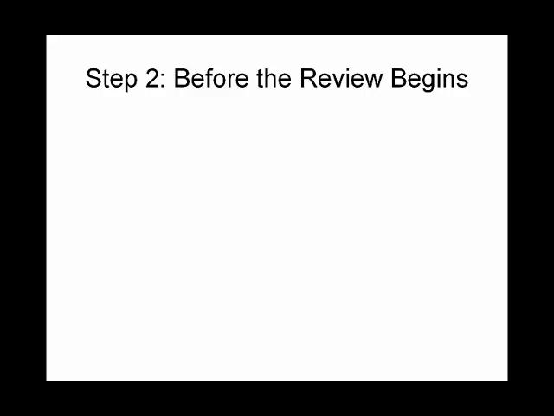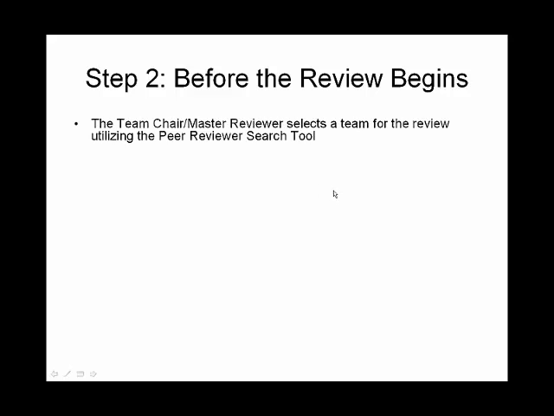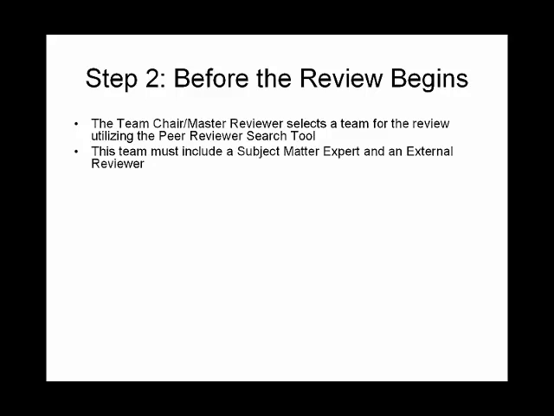So the second step is before the review even begins. Before the review even begins, the team chair is going to need to organize a team for the review, and they're going to do that utilizing the peer reviewer search tool. On that team, they need to have a subject matter expert, and as I've explained before, this is an individual that has either taught the course before or has some level of discipline expertise in the subject matter of the course that they are about to review. And they also need to select an external reviewer.